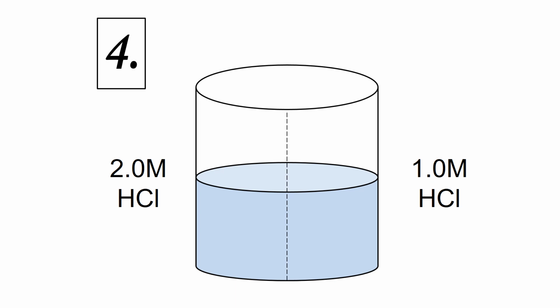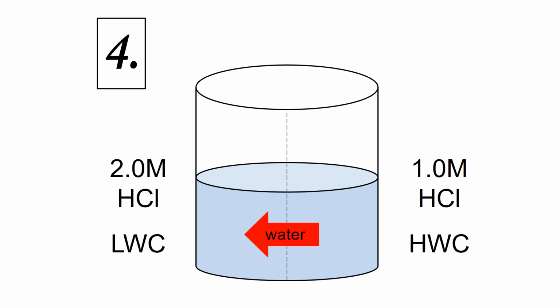Number 4, two hydrochloric acid solutions. See what you think for that one. This time the movement of water is going to be from right to left. This is a lower concentration of hydrochloric acid, which means there's more water in it, so you're going to have water moving from right to left.